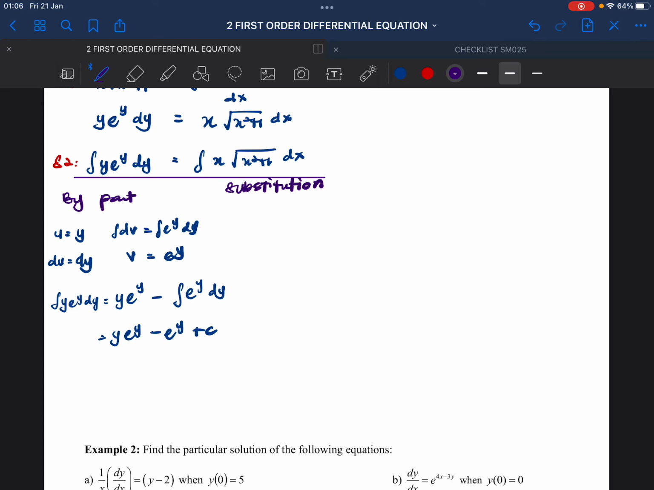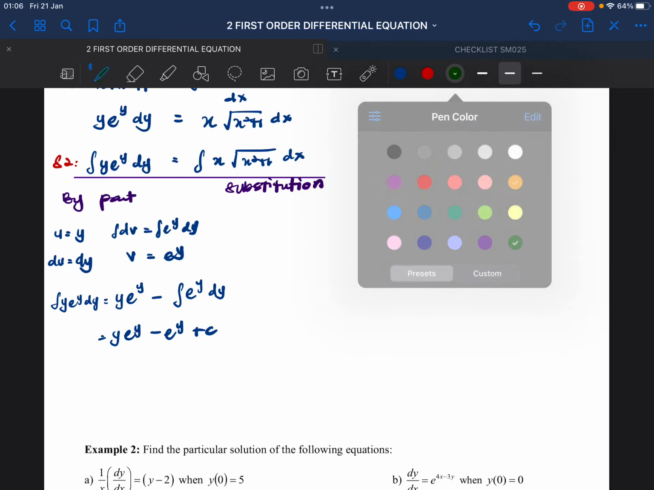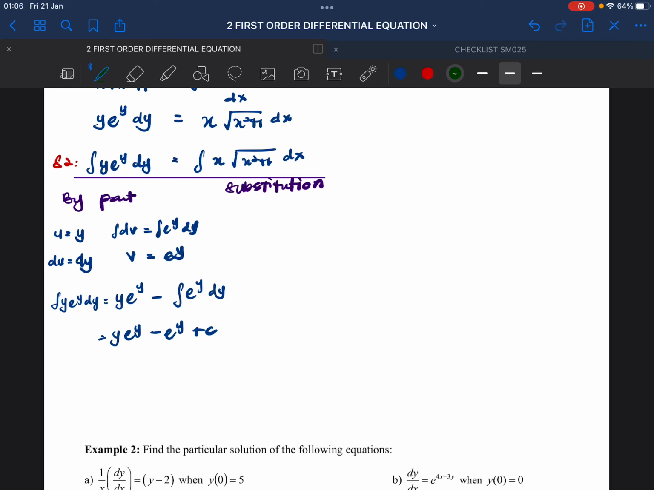Okay, so on the right-hand side, we are going to use substitution. I'll use another pen, green. Okay, so by using substitution, we are going to choose our u as the part inside the square root, but without the square root. So u equals x squared plus 1. So your du equals 2x dx. Okay, as you can see from this equation, we have x dx. So just make x dx the subject. You will have du over 2 equals x dx.